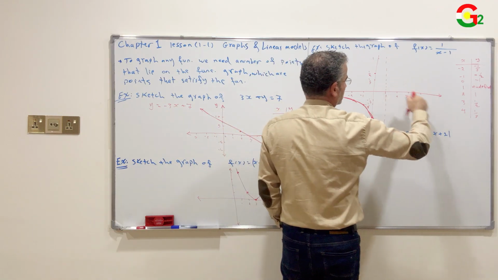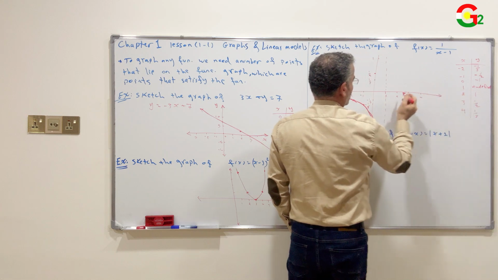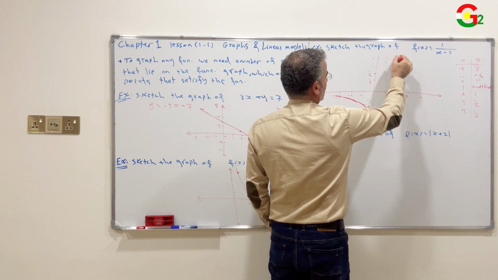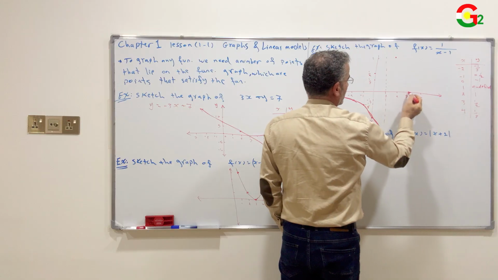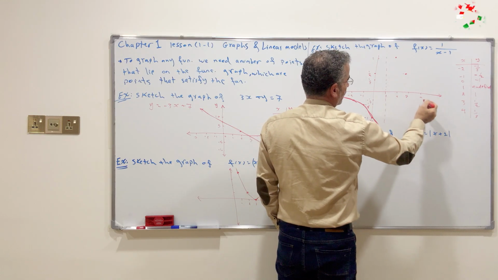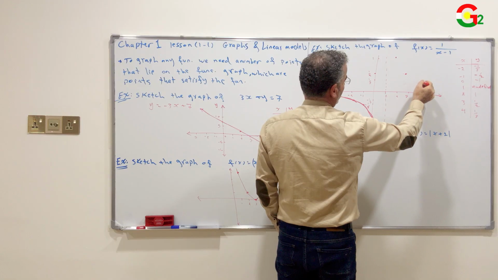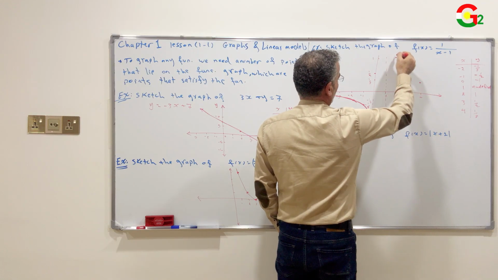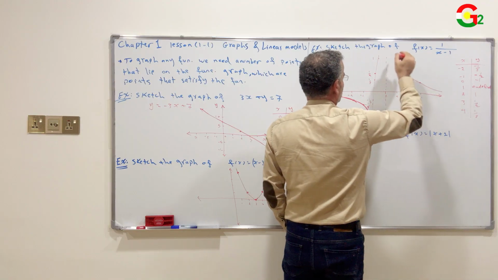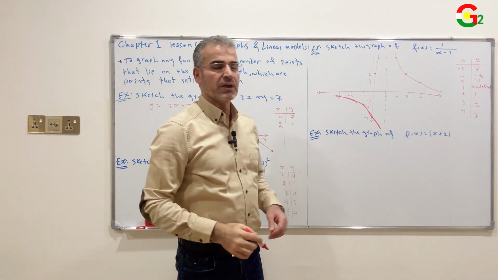For the other part, when x equals 2, the function is 1. When x equals 3, the function is 1 half. When x equals 4, the function is 1/3. And the graph looks like this. This is the graph of this function.